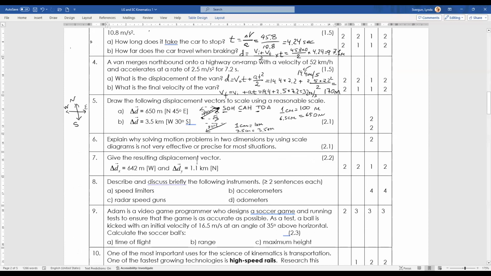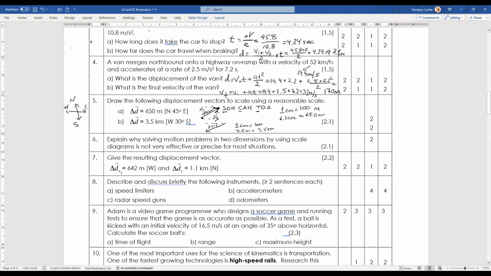Here, explain why using scale is not very effective. Yeah, because it's not always possible to follow the scale, and if it's a very big distance or very small distance, it's not the best way.